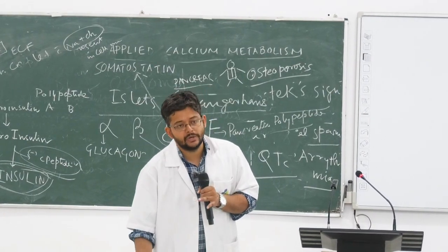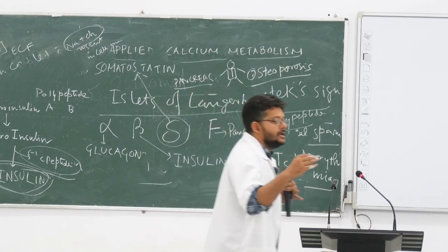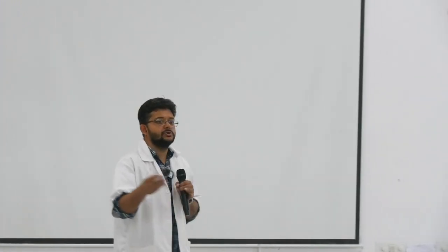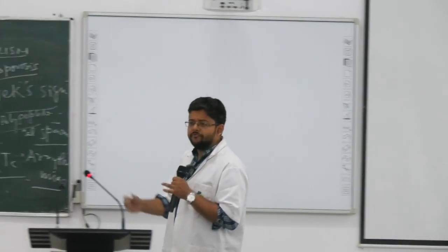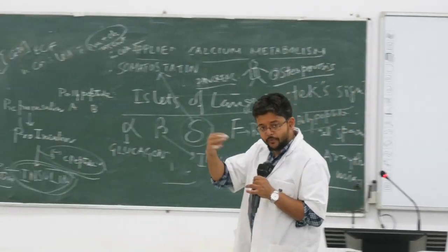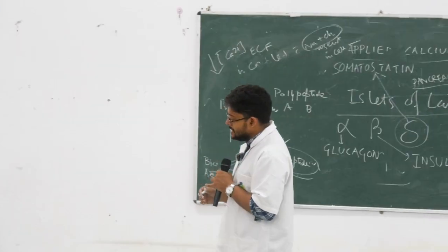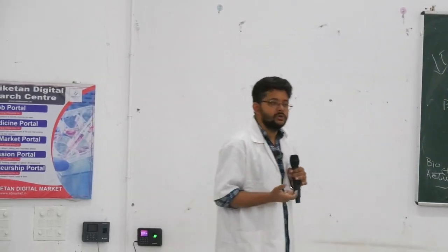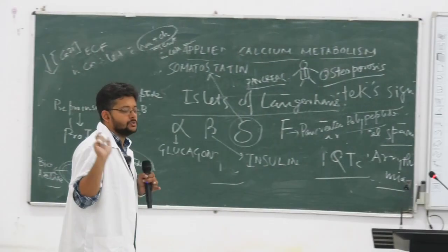C-peptide differentiates between endogenous insulin production and exogenous insulin production. It's very important to quantify and classify diabetes. You will understand later. C-peptide gives us the idea of endogenous insulin and exogenous insulin.